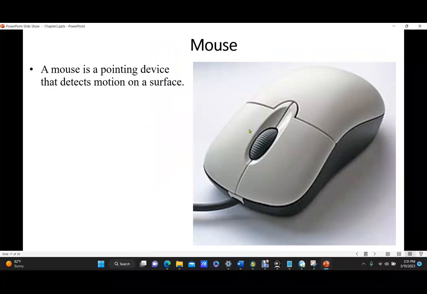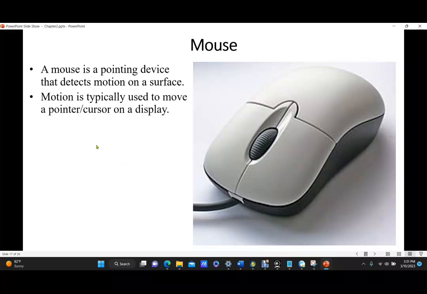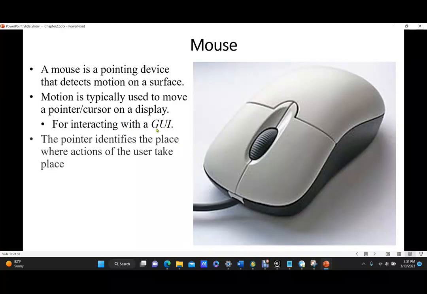The mouse is a pointing device. It detects motion on a surface. The motion is typically used to move a pointer or cursor on the display. They use the mouse for interaction with a graphical user interface. The pointer, the cursor, identifies the place where the actions of the user are going to take place.